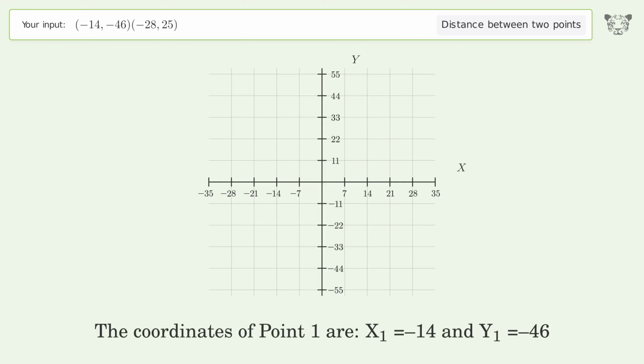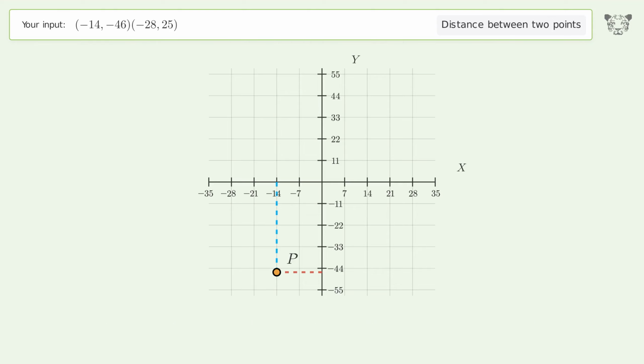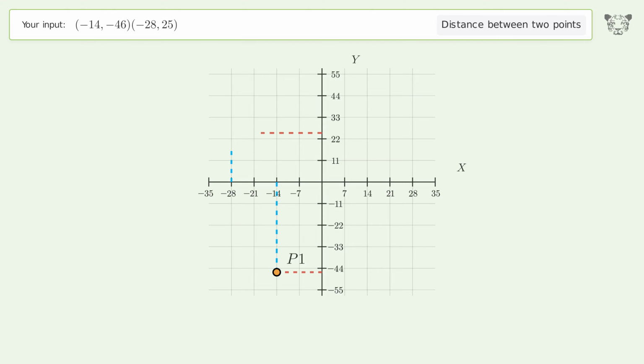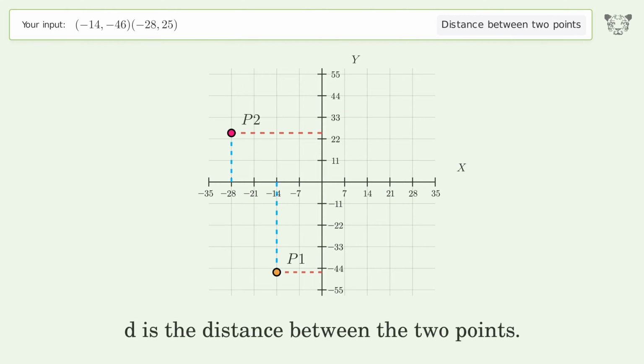The coordinates of point 1 are x1 equals -14 and y1 equals -46. The coordinates of point 2 are x2 equals -28 and y2 equals 25. D is the distance between the 2 points.